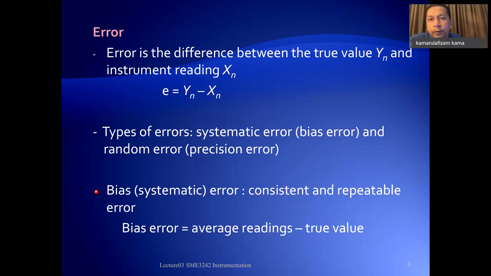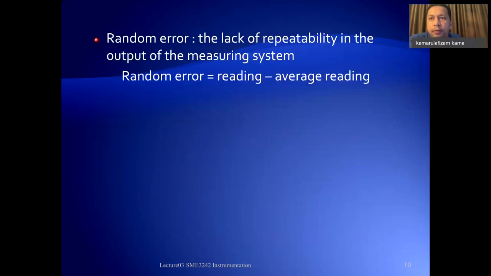Of course, there are different types of error. You have bias error or systematic error, which is consistent and repeatable. This kind of equipment needs calibration. And you have the random error. This is due to the lack of repeatability in the output of the measurement system. This system is defined as unstable. What you will normally do is get the average, and you can see that the error is not consistent.